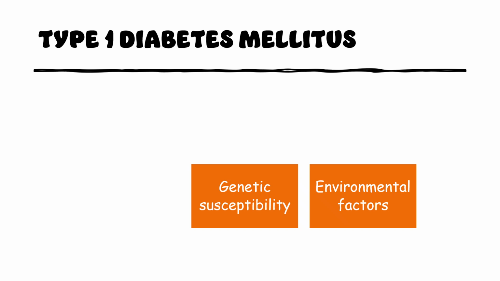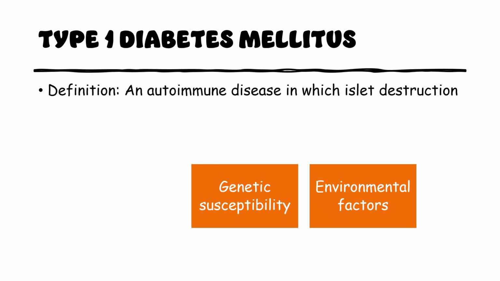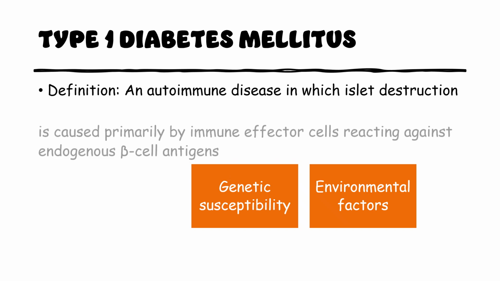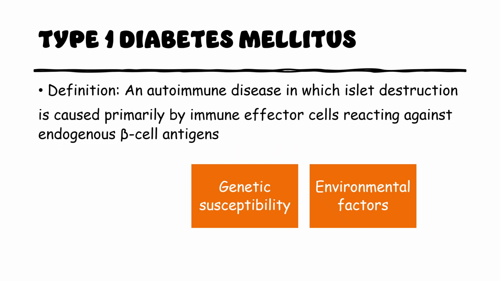So let's start by understanding about type 1 diabetes mellitus. Type 1 diabetes mellitus is defined as an autoimmune disease in which islet destruction is caused primarily by immune effector cells reacting against the endogenous beta cell antigens. Now, there are two major causes for type 1 diabetes mellitus. It can be due to genetic susceptibility or environmental factors.